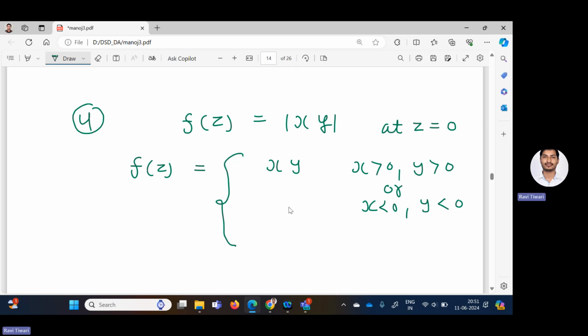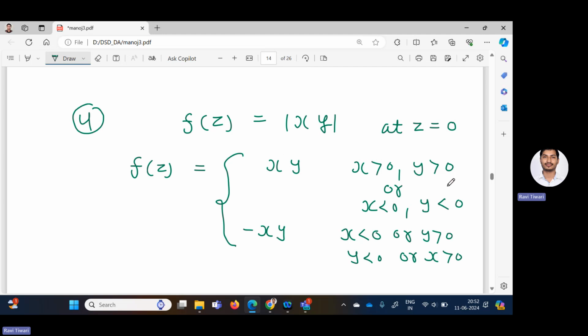So the second time you will get minus xy, when either x is less than 0 and y is greater than 0, or you can choose y less than 0 and x greater than 0. So finally, for mod xy we can get either plus xy or minus xy.